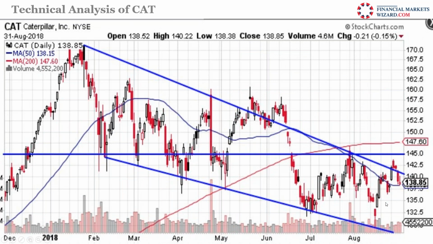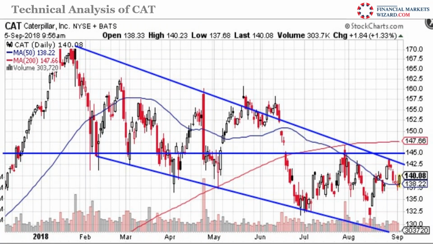Caterpillar, let me show you Caterpillar. This is the 31st of August chart. It's sitting on the 50-day moving average on 31st of August, so that's like 10 days ago. And then it did this. It's still sitting on the 50-day moving average. Now on 5th of September, it's still sitting on the 50-day moving average.